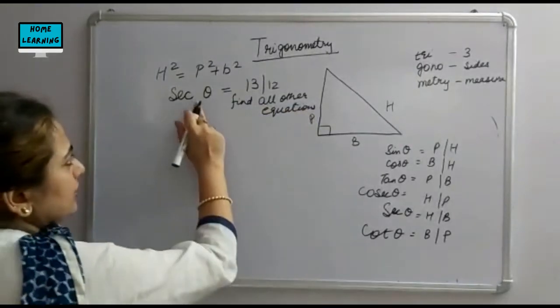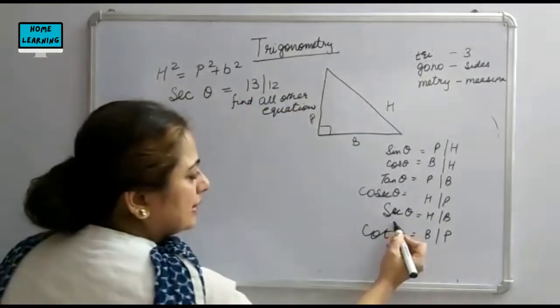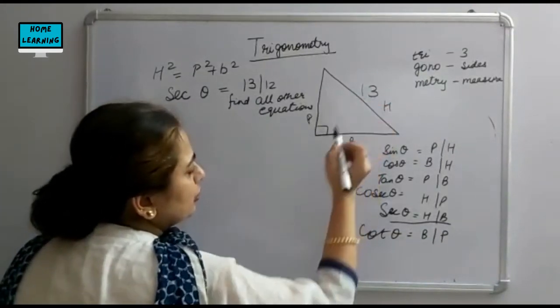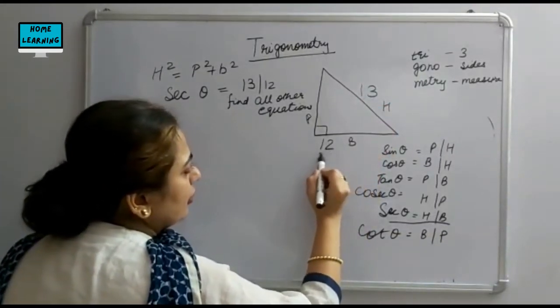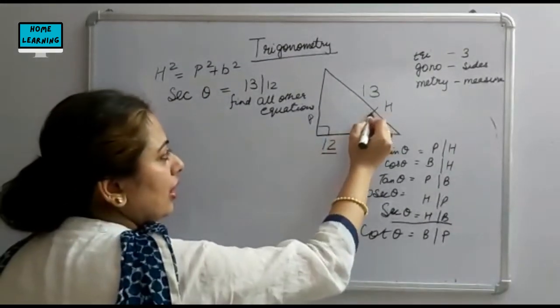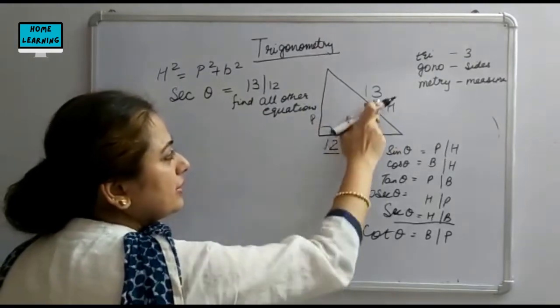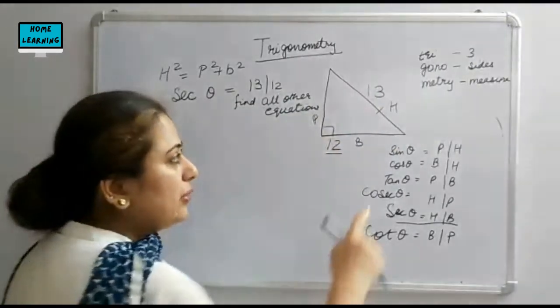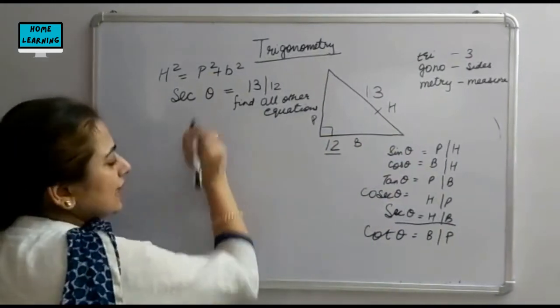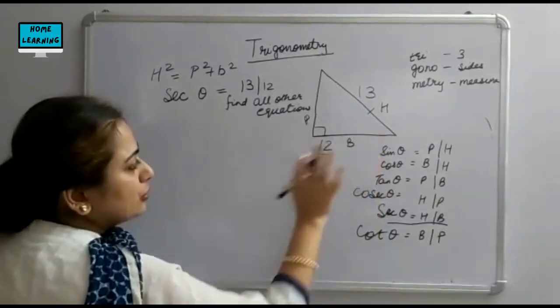How? Sec theta is 13 by 12. Sec theta, I told you, is hypotenuse upon base. 13 is hypotenuse. Base is 12. You can also cross check this. Never any other side will be greater than hypotenuse. It will be the greatest side. So sec theta is given as hypotenuse upon base.